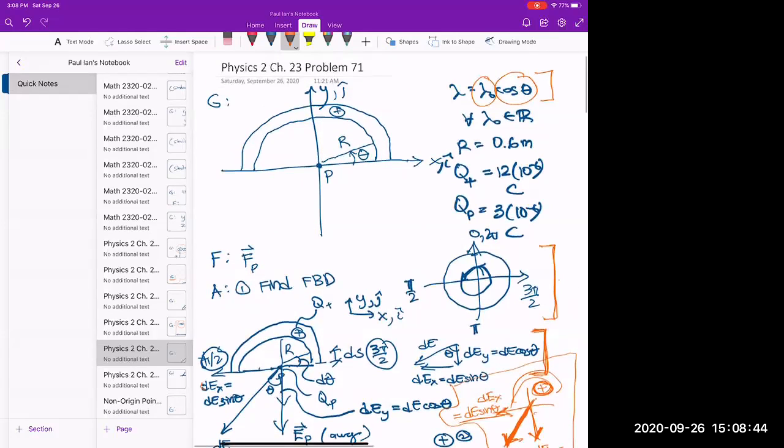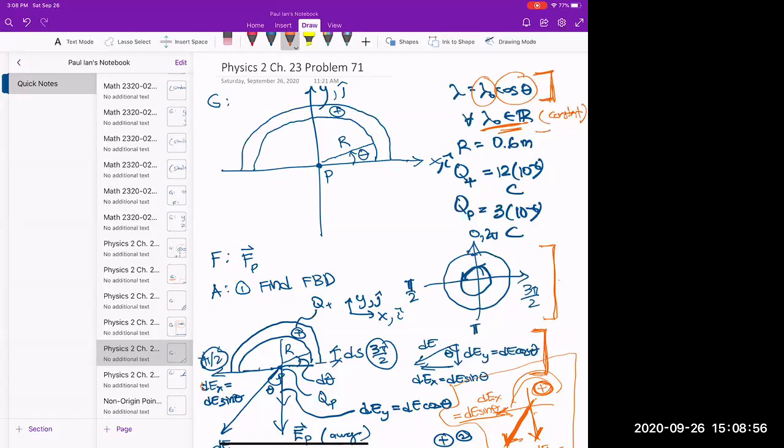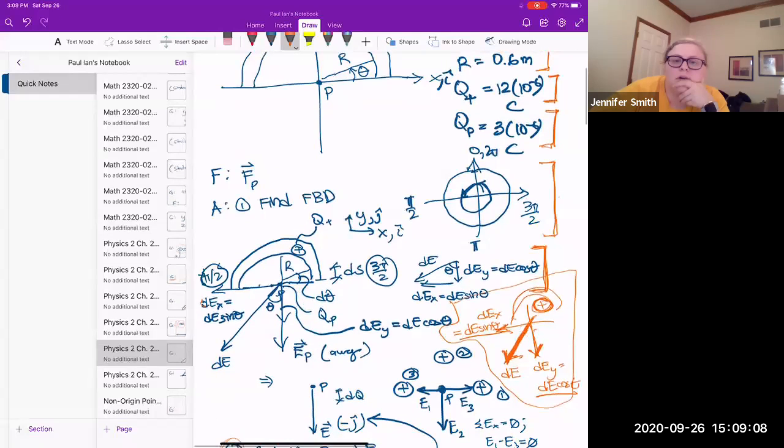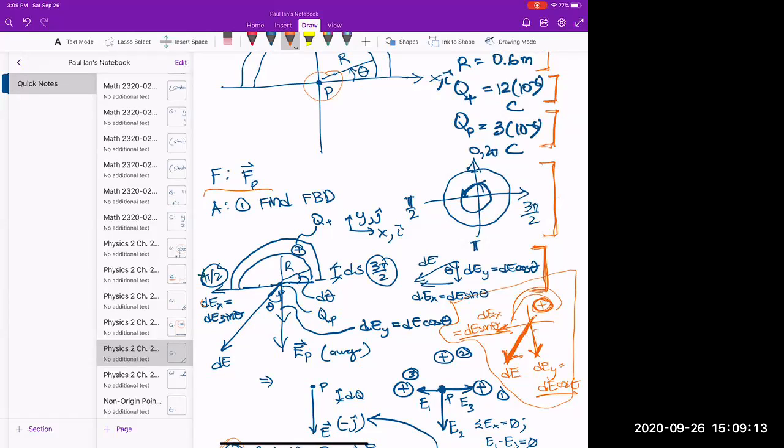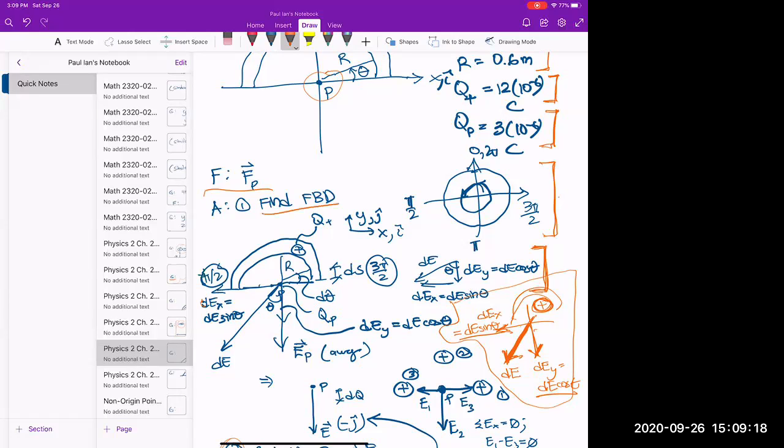And so anyways, the lambda is lambda naught and cosine, and he gives this to you. The lambda naught is a constant, right? Yes. And then r is given to you. This is radius, and then the positive charges, he gives this to you too, right? And then the point charge p, he gives that to you. And then what you're trying to find here is the force field at p, right? Yeah. Okay.